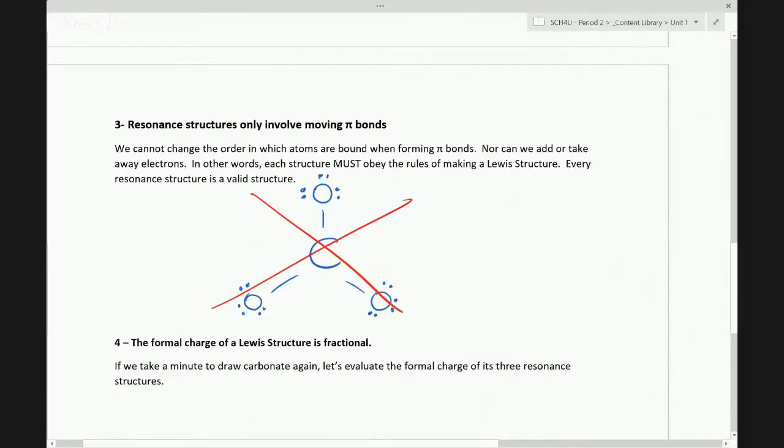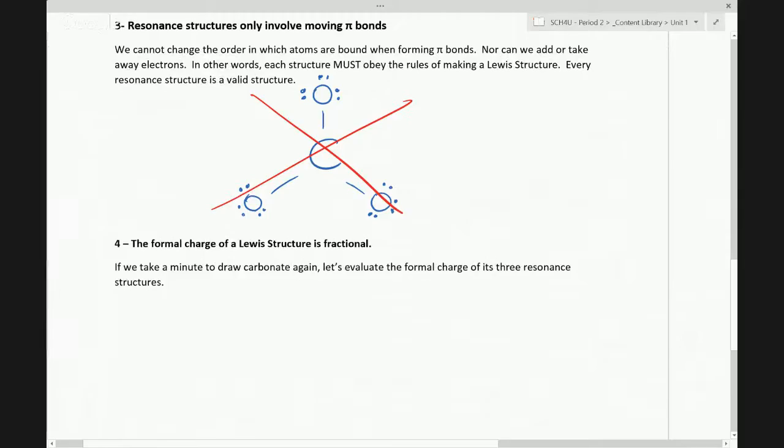You can't make a resonance structure involve something that has a formal charge of greater than 1. So you couldn't have a formal charge of 2 or 3 on anything. If it's not a valid Lewis structure, it can't be a valid resonance structure. It has to be something that can really happen.